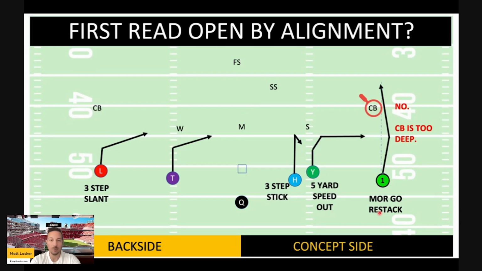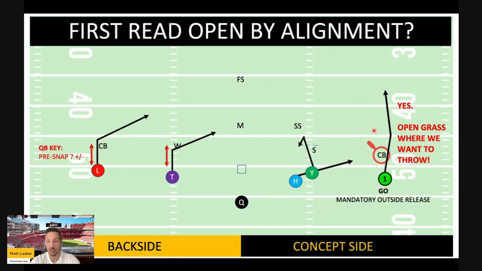So again, as an example, we are out here running fade out. And our first read, I've labeled it here, number 1, is this more restack go? Now, when he says, is my first read open by alignment, his eyes go to this cornerback because we are trying to throw into this deep third. And since this cornerback is already in the deep third, 8 yards or more back at the snap of the ball, he's going to tell himself, no, he's not open by alignment. So he's going to snap the ball and take a peek at this cornerback. If this cornerback stays deep or goes back at all, he's going to quickly move on to his second read, which is the speed out, because he already has an idea of what he's looking at out here.